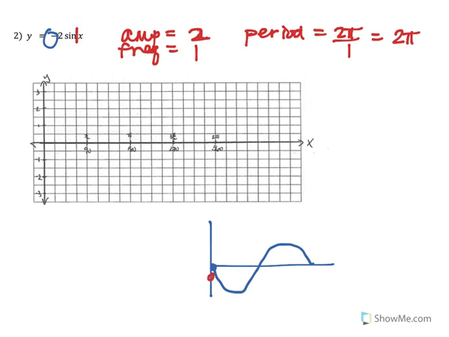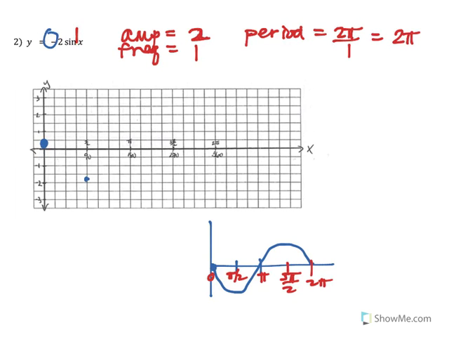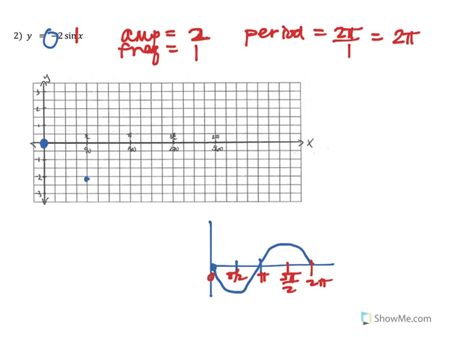So I'm going to start at 0 radians. I'm going to be at 0. Then at pi over 2 I go down to the amplitude, so I'm going to move down 2 units. Then at pi, I'm back up to 0. At 3 pi over 2, I go up to 2. And then at 2 pi, I go back down to 0 again. Make sure it's curvy. And there's our graph.